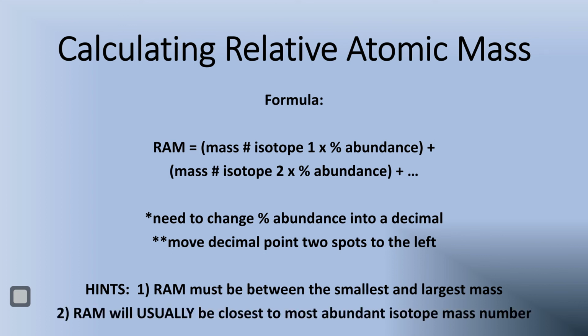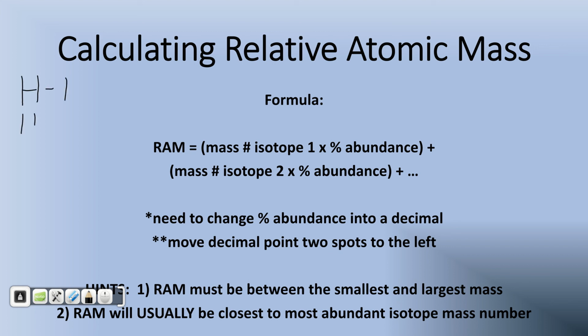And then another hint is the RAM will usually be closest to the most abundant isotope mass number. Okay? And so we use this to help make predictions of what might be the most abundant isotope. Going back to what does percent abundance mean, what I mean by that is if I grab a ton of hydrogen atoms, a certain percentage of them should be this isotope number, a certain percentage should be another, and so forth. So it's like basically taking a bunch of M&Ms and going how many of the M&Ms are red, how many are orange, how many are blue, etc. in a particular bag.